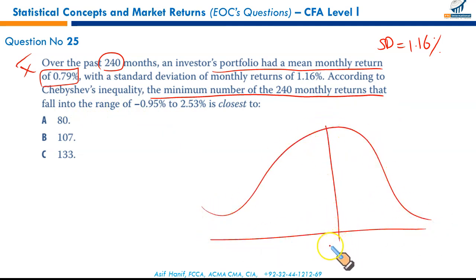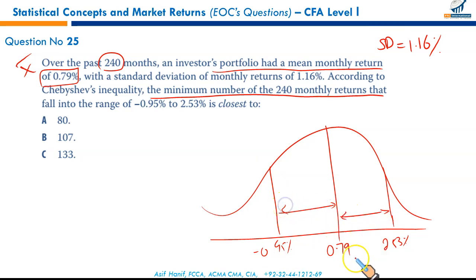This is your mean, 0.79. 2.53% would be here. And negative 0.95% would be here. What's the gap between these two? Let's see. 0.79 and 2.53: 1.74. In this, since it's a negative number, you will have to change the sign to calculate the difference. That is 0.79 minus negative 0.95 will give you 1.74.